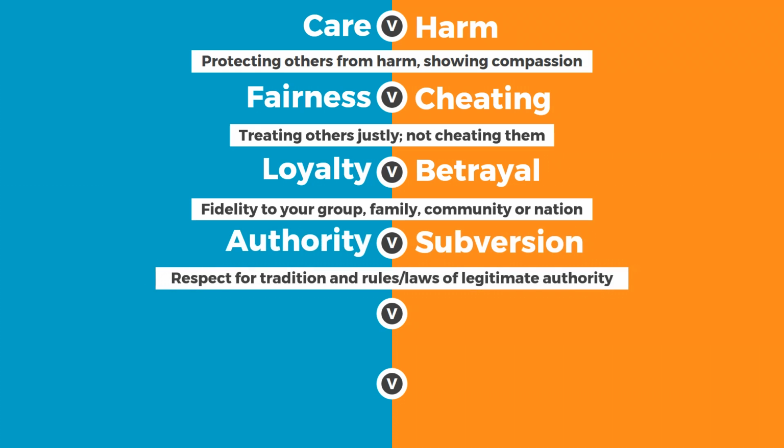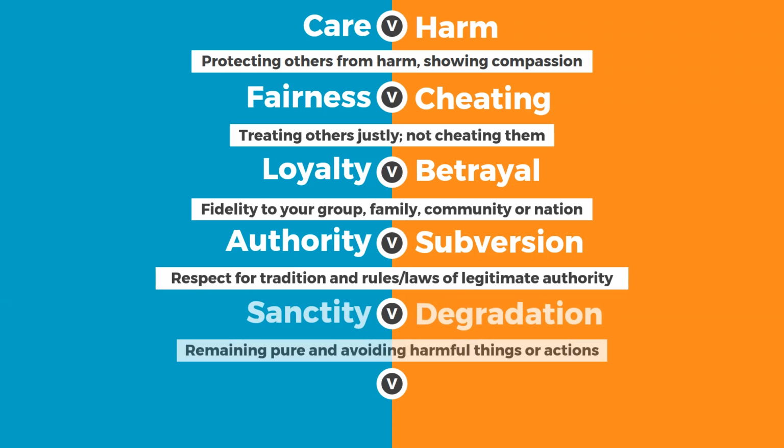Authority versus subversion, where authority is defined as the value of respect, honor, or obedience to legitimate authority or just laws and traditions. Sanctity versus degradation. Sanctity is recognized to be an old term, and Haidt identifies it as a universal value in his research where people have the goal to remain pure, healthy, and avoid harmful things or actions.